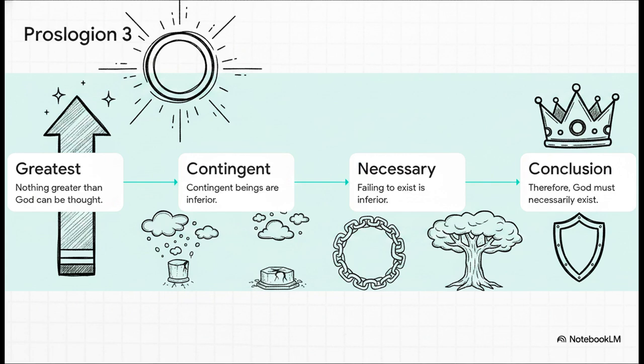Remember our word contingent from the toolkit earlier? Anselm points out that contingent beings, things that come in and out of existence, are inherently inferior to something that must always exist. If you can imagine God just popping out of existence, well, you aren't imagining the greatest possible being. A truly supreme being literally cannot be thought of as not existing.